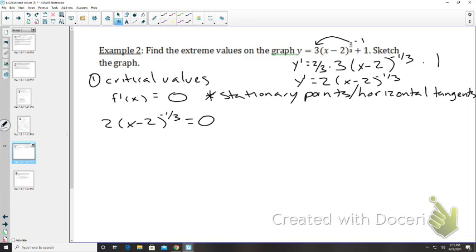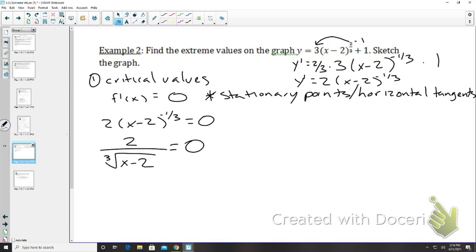Does anybody remember how we could rewrite this as like a root? Or like as a square root or like a cube root? Remember when it's 1 over 2, we're taking the square root, right? So we'll take the cube root. And then if it's a negative exponent, where does it belong? On the bottom. Yeah. So 2 over the cube root of x minus 2.